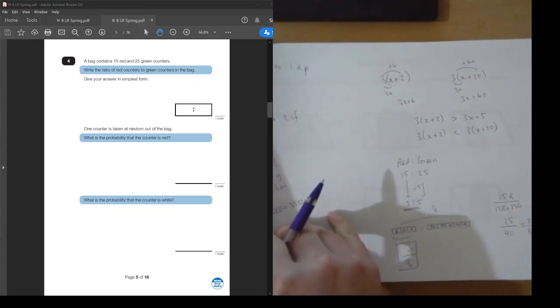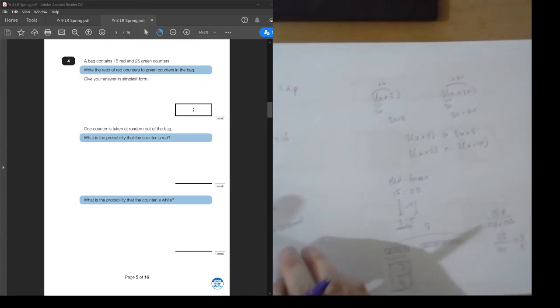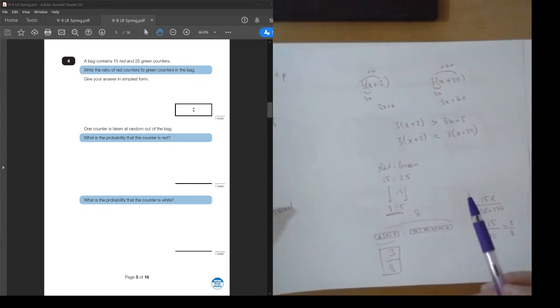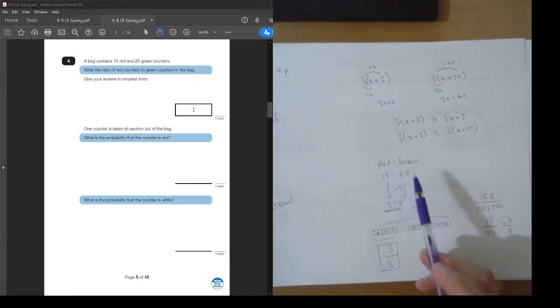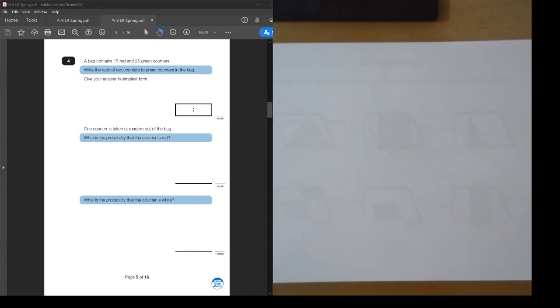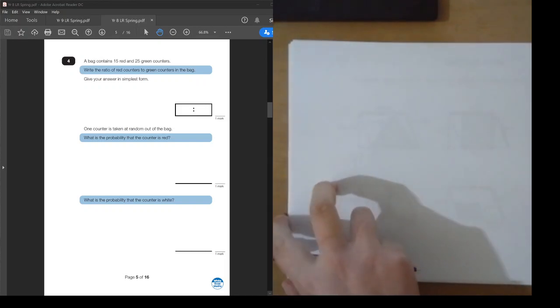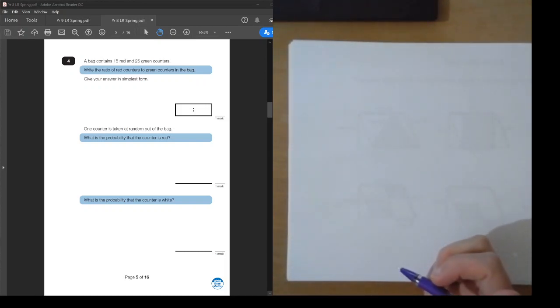Okay, the last question is actually a bit of a trick question. This question only tells you about red and green. It doesn't tell you about any white ones. So when it said, calculate the probability of the white ones, you should have gone, oh, there are no white ones. What's the probability of getting a white then? 0. Because there are no white ones. I know, it sounds simple, because it is.